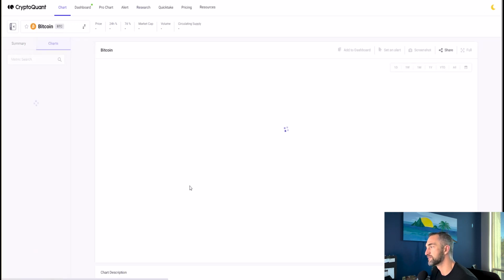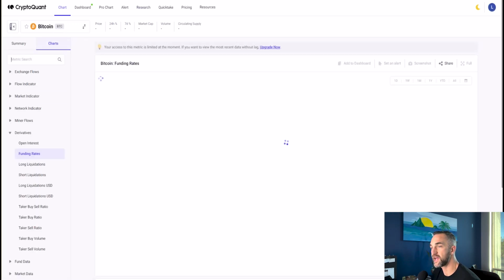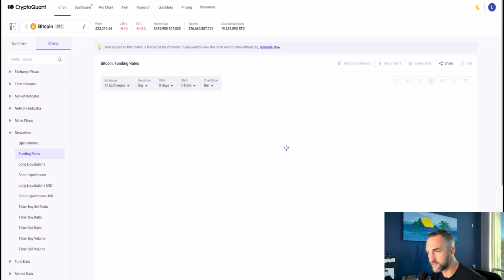Funding rates, where are they? Now, what else I could add to the piece of the pie of the portfolio for a macro low to be put in is we want to see funding rates at not 0.1%.